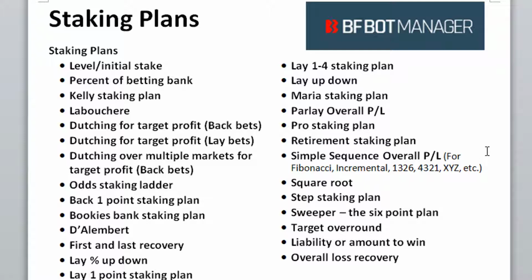This one can be adapted to create the Fibonacci, Incremental, 1326, 4321, XYZ staking plans, and so on. There's also the Square Root Staking Plan, Step Staking Plan, Sweeper, the 6-point plan, Target Overround, Liability or Amount to Win, and Overall Loss Recovery. 27 staking plans in total.